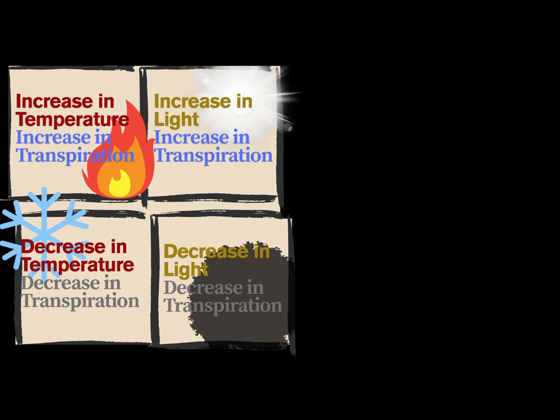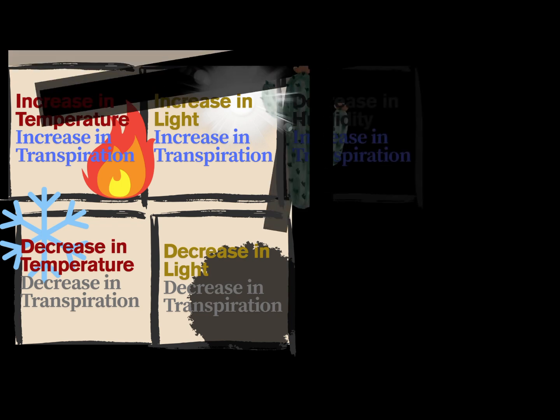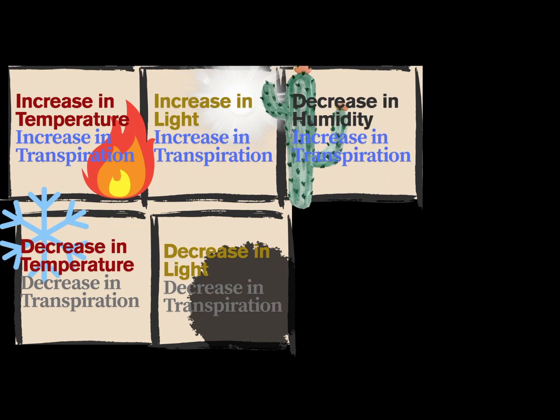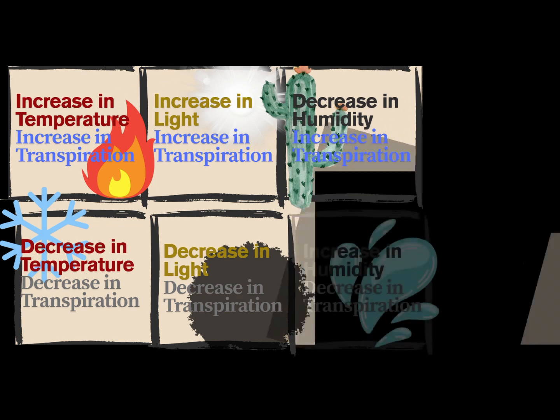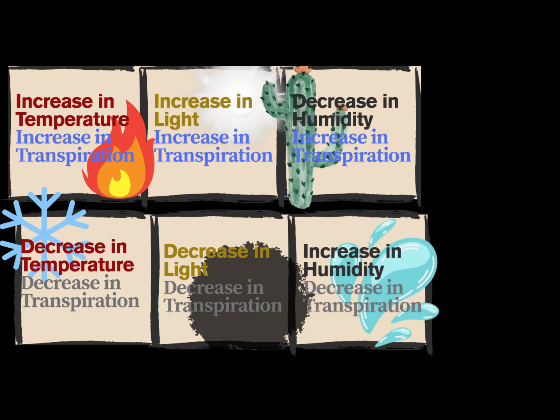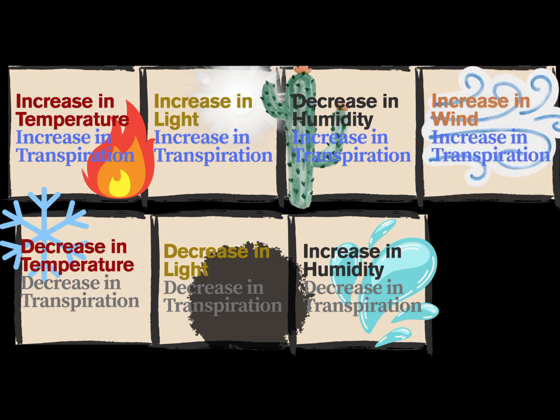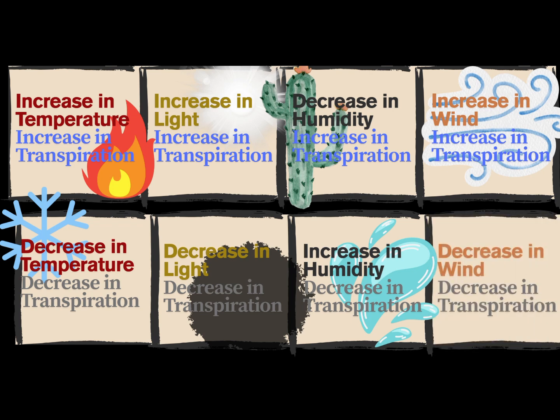Now the opposite's true for humidity. So if I decrease humidity, I increase transpiration. And if I increase humidity, I decrease transpiration. Lastly, we have wind. So if I increase wind, I will increase the rate of transpiration. And if I decrease the amount of wind, I will decrease the rate of transpiration.